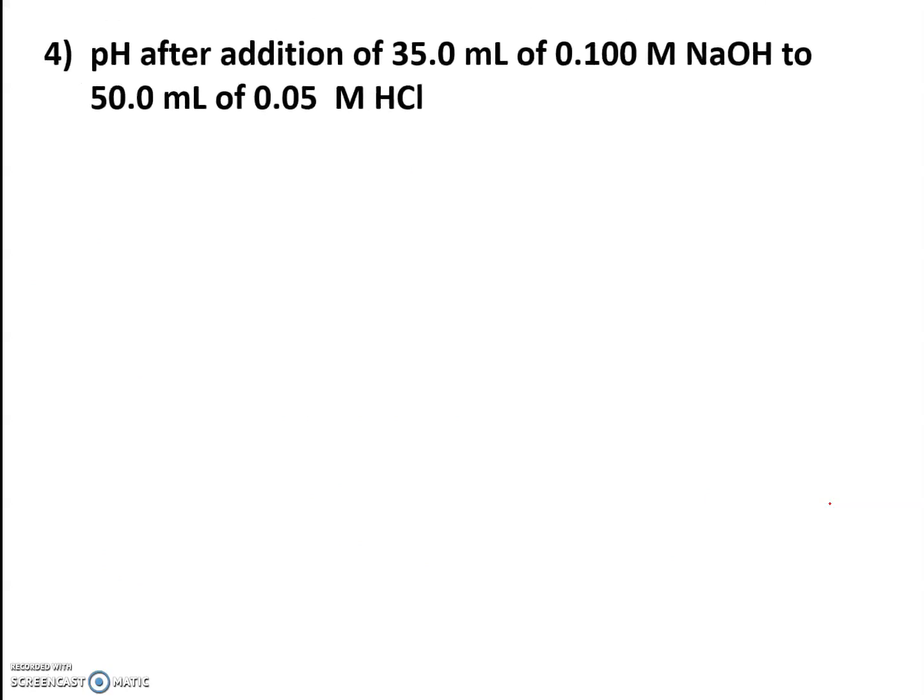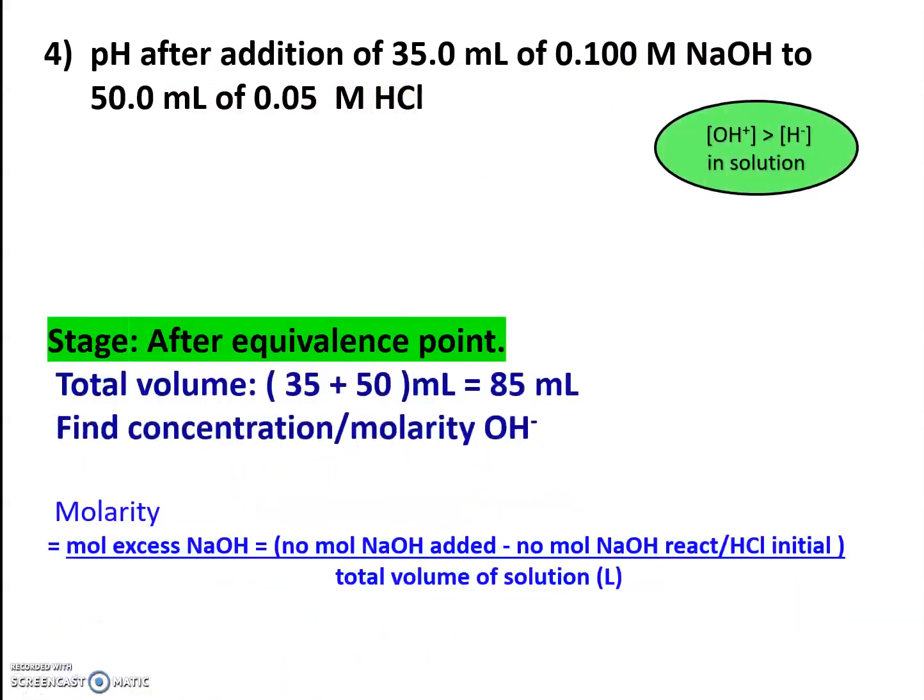Next, question number 4. What is the pH of the solution after addition of 35 ml of 0.1 molar sodium hydroxide to 50 ml of 0.05 molar HCl? Okay, so the stage is after equivalence point. This is the stage after equivalence point. So how about the pH of the solution?